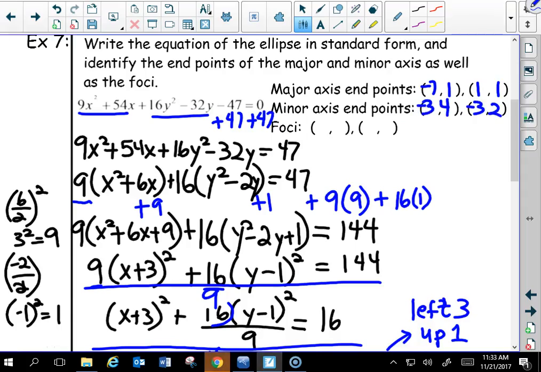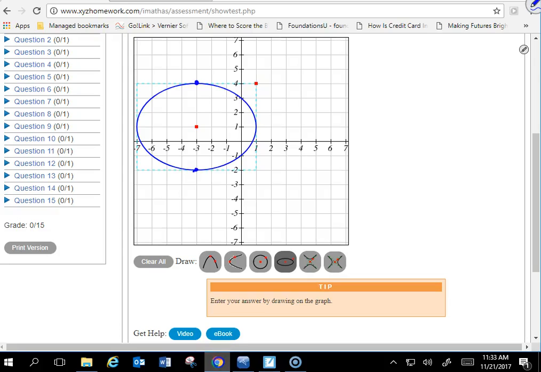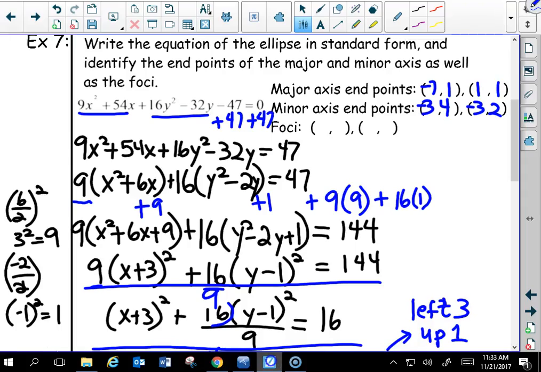And then the foci are going to be along the x-axis, and so my y-coordinate there is 1. And I'm going to calculate the foci, which is c equals the square root of 4 squared minus 3 squared. So that looks like it's the square root of 7. So negative, okay. But this is square root of 7 away.